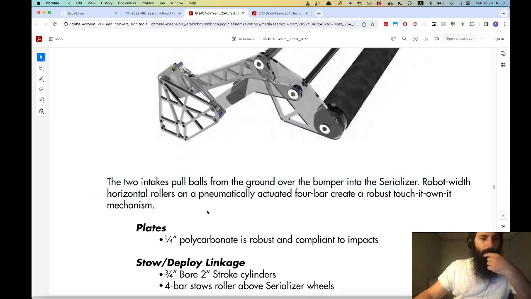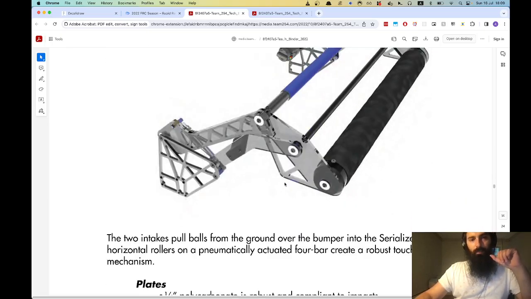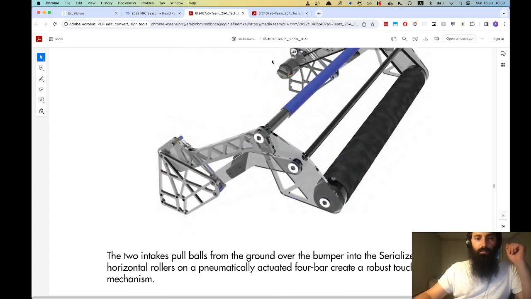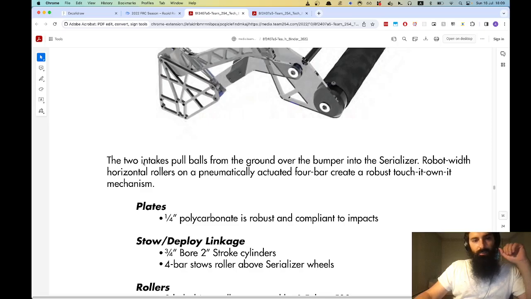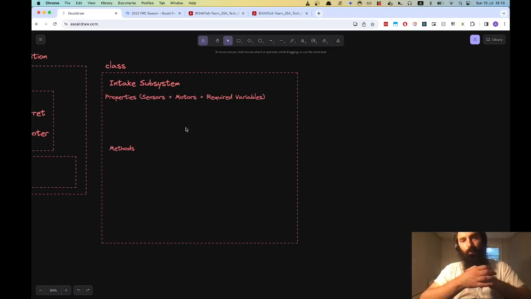So let's read the description, and then we'll start to investigate deeper into all of these electrical systems or components. The two intakes, remember there's an intake on the front and on the back, and that's very important. It pulls balls from the ground over the bumper and into the serializer. So there's a robot with a horizontal roller on a pneumatically actuated 4-bar to create a robust touch-it-own-it mechanism. There's a lot of useful information right in this sentence. There's two intakes. Okay, so that's the first thing.